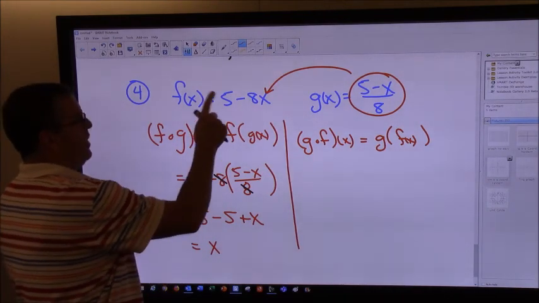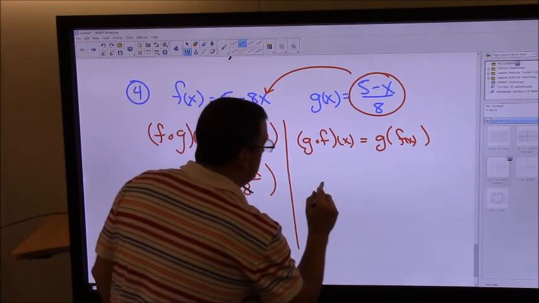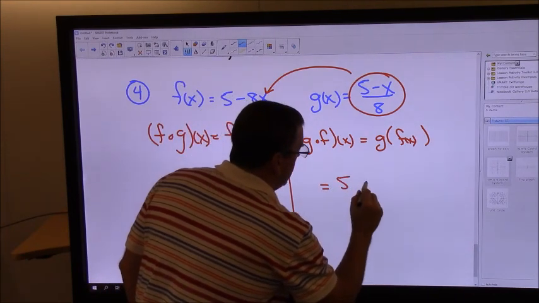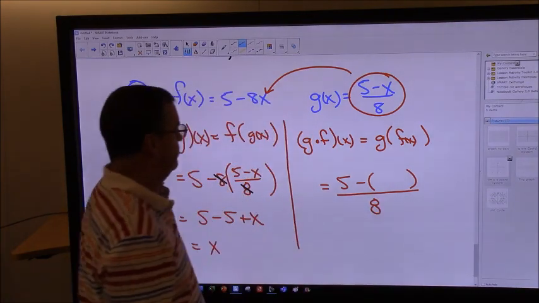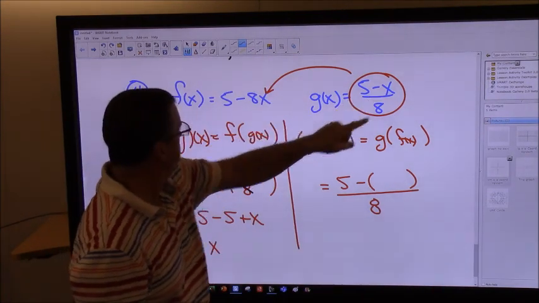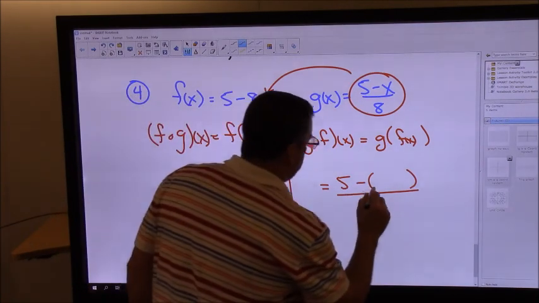Alright, so I'm plugging f back into g now. So I've got 5 minus whatever I'm plugging in, all over 8. And this is getting plugged in right there. So 5 minus 8x.